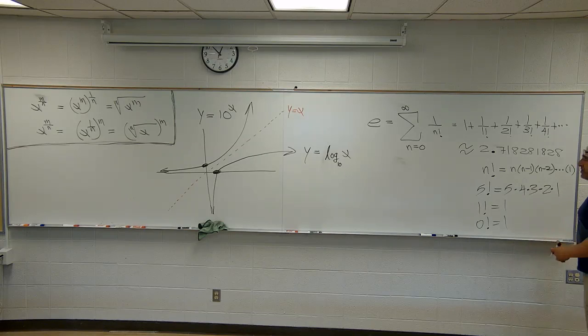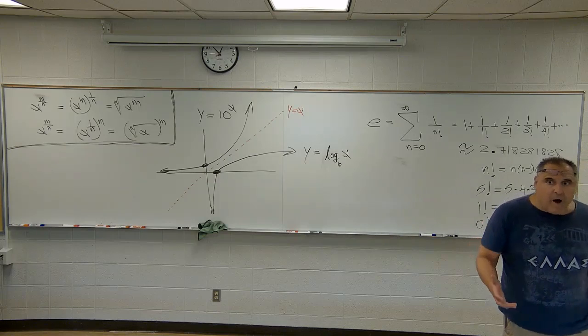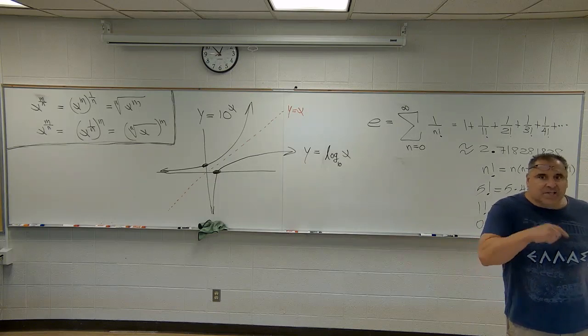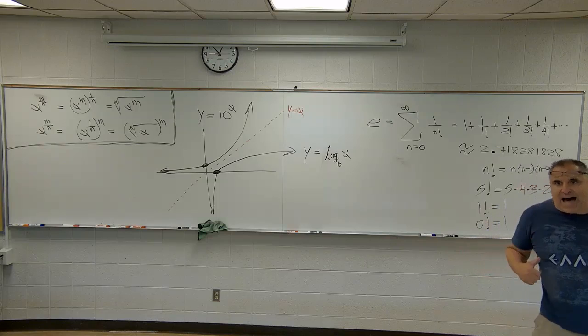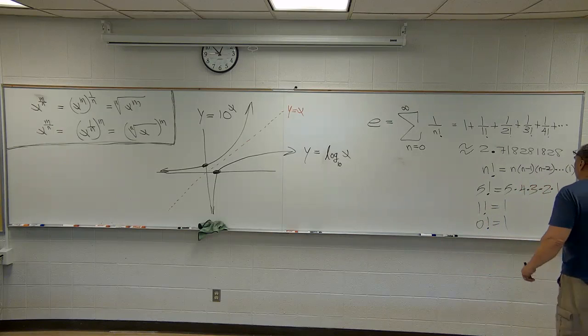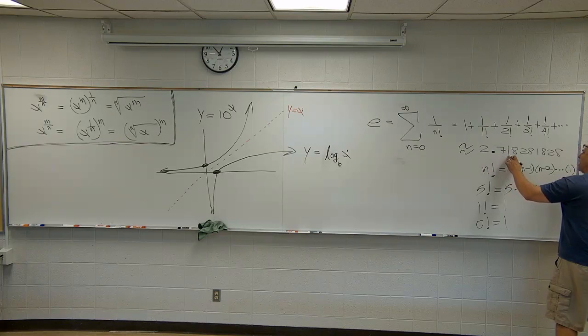Like the square root of 2 is an irrational number, but it can be found. In other words, it is the solution of some kind of polynomial. This is not the solution of a polynomial. But this is approximately what it is. About 2.712. A better approximation is 2.71828 1828.